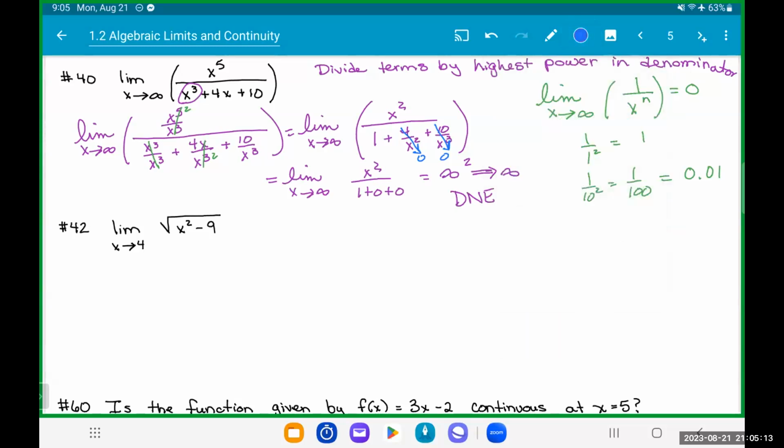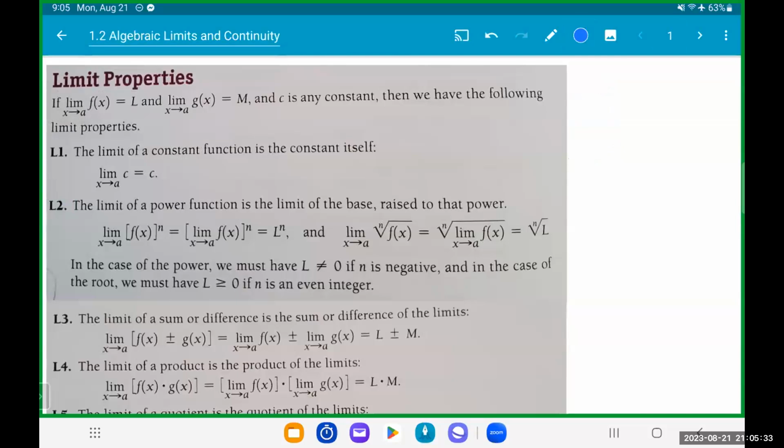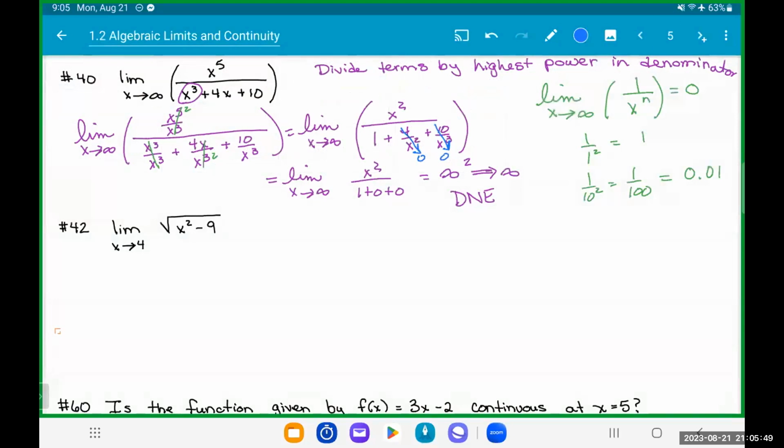All right, so let's look at this one. This will use a handful of the different limit principles. The first one we'll use is L2, where we have the square root of a value. We can rewrite this, and that's really all we're going to do over here. We're going to rewrite this as the square root, and we're going to put the limit on the inside, of x squared minus 9. And so this here is by L2.